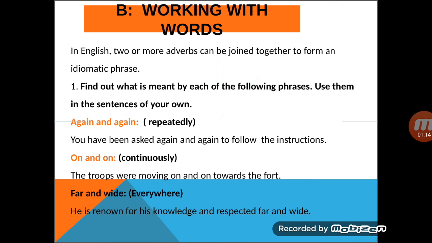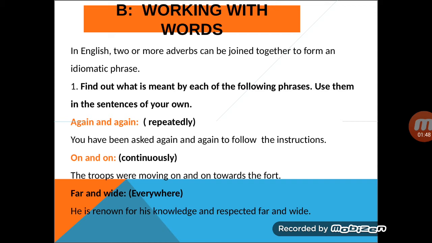Dear students, in English, two or more adverbs can be joined together to form an idiomatic phrase. You must know what a phrase is. A phrase means a group of words which makes one sense. In the same way, if we put two or more adverbs together, we will make an idiomatic phrase. And here in the B1 exercise, it has been asked to find out what is meant by each of the following idiomatic phrases. Use them in sentences of your own.